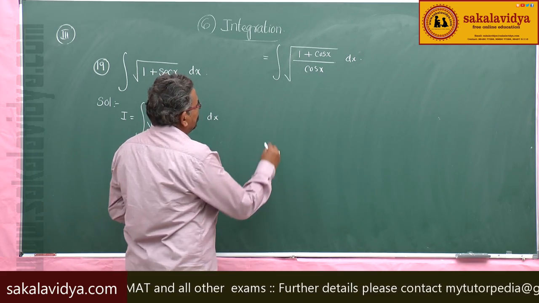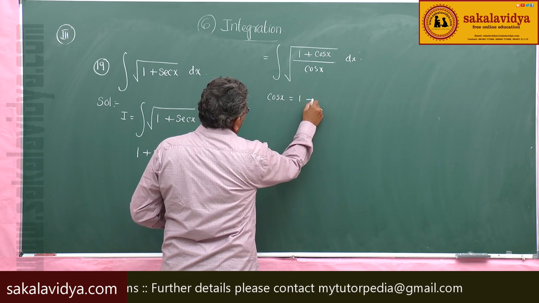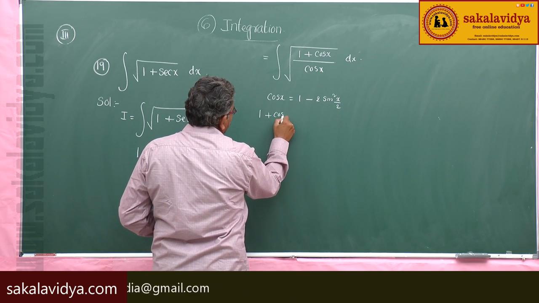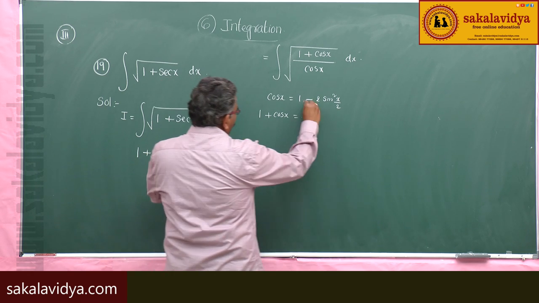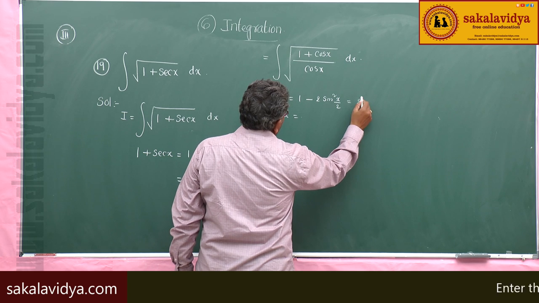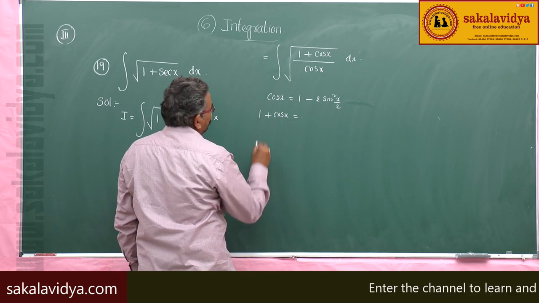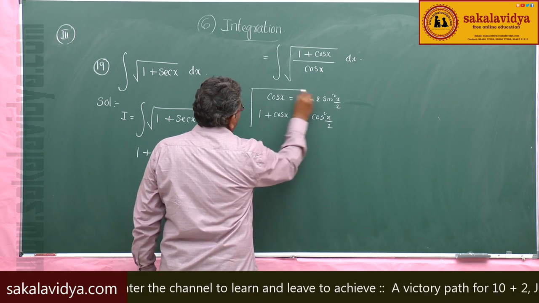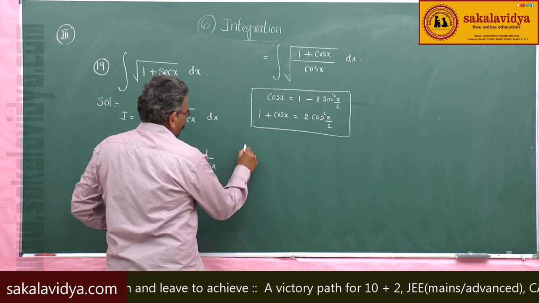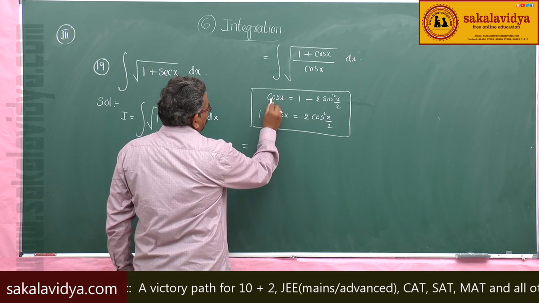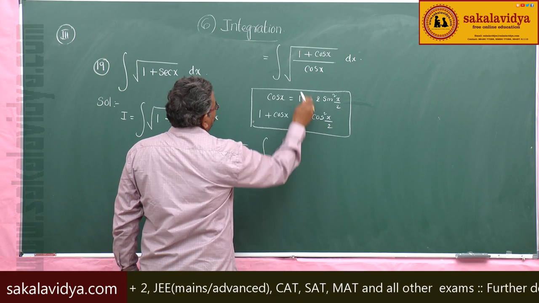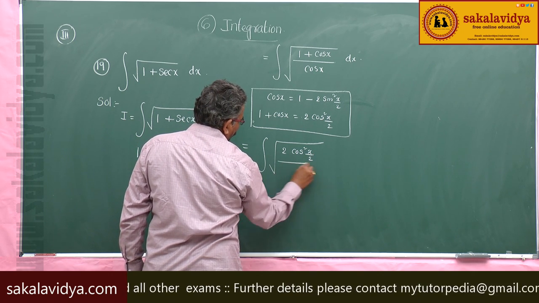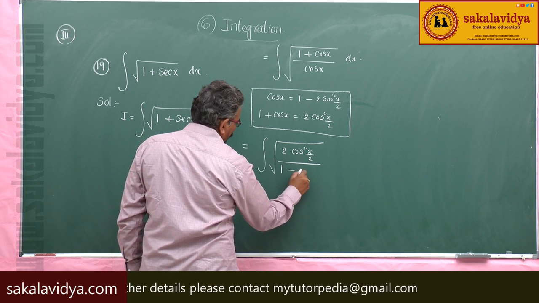Now this cos x can be written as 1 minus 2 sin square x by 2, whereas 1 plus cos x means that is 2 cos square x by 2. Okay, let us substitute these values. So this is integral of root over 2 cos square x by 2 by cos x, which is 1 minus 2 sin square x by 2, and dx.